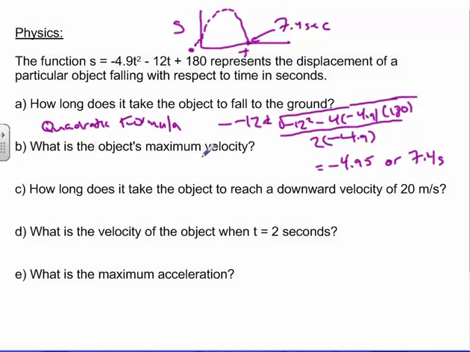What is the object's maximum velocity? Well, now we need to consider a couple of things. First, we need to figure out, how do we find a velocity? Well, a velocity is always the derivative of the displacement graph.